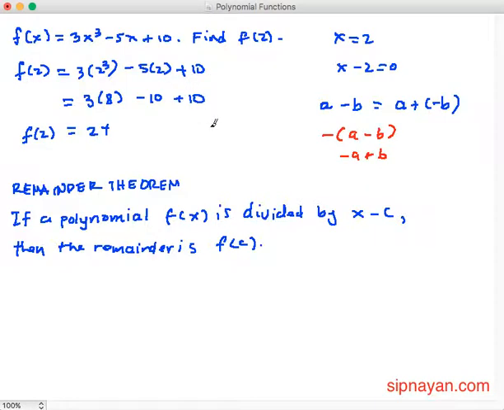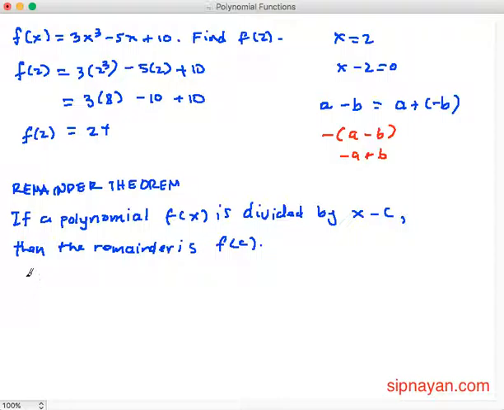Maganda panoorin niyo yung previous video kung hindi niyo pa napanood, no? Maganda is panoorin niyo yung video para makita niyo yung connection. Ang sabi natin dito, if a polynomial f of x, any polynomial is divided by x minus c, where c is a constant, then c is a number, no? Then the remainder is f of c. No?